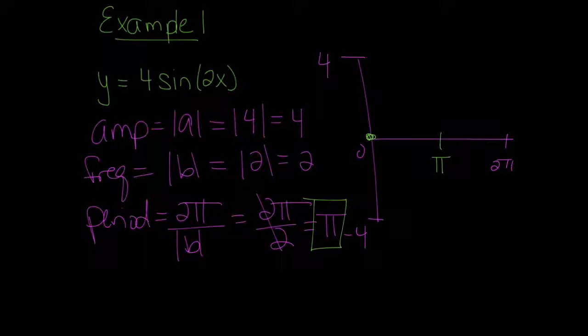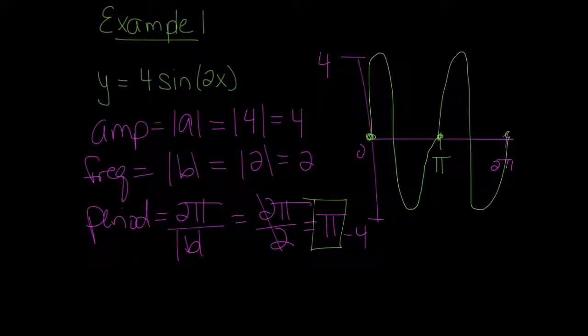So that means between 0 and pi, I would have a mountain and a valley. And then I would have one more mountain and one more valley. And again, I should really redraw that because I want to make sure that I'm reaching that amplitude of 4. So go up, go down, and there you go.